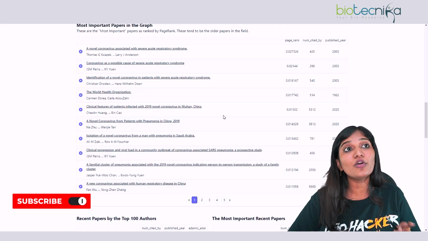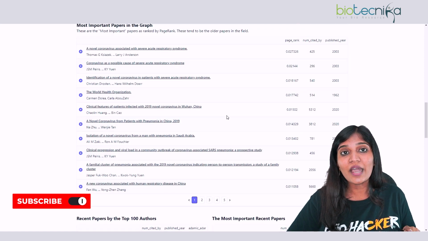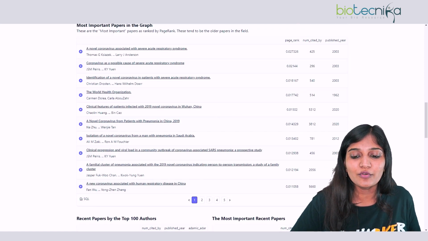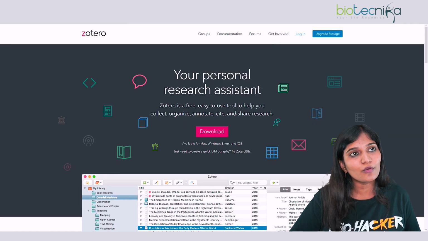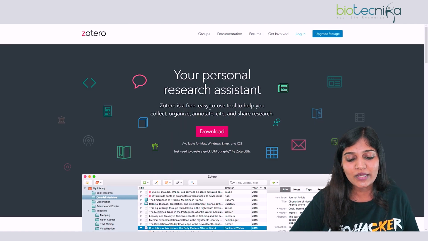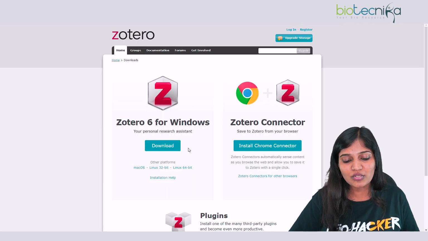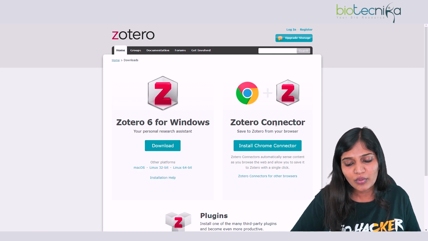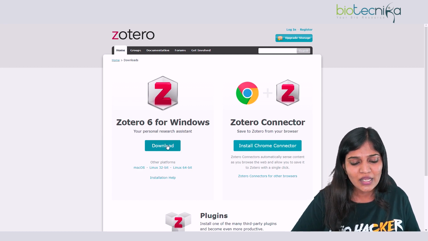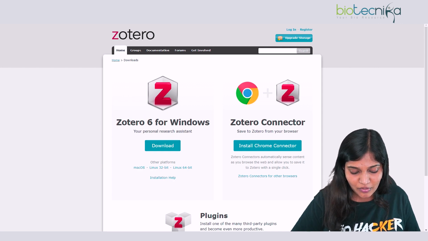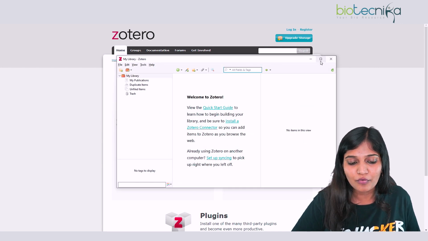But now I should not miss these references, so I have to save them. What you have to do is go to Zotero. This Zotero is readily available. You can download it for your Mac or Windows. You just have to click on download. Usually for Windows you can do it, or for your Chrome also. I have downloaded the version of this Zotero for all of you, so I'm going to show you how you can go about this.